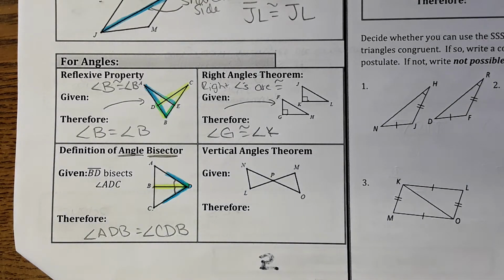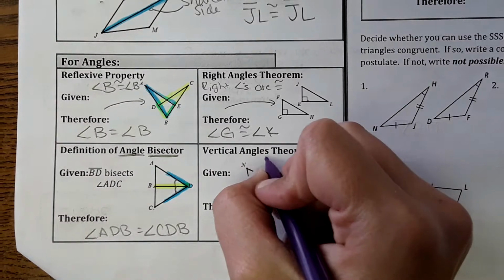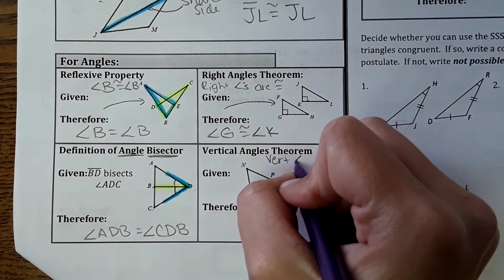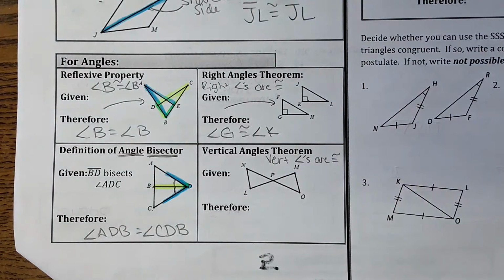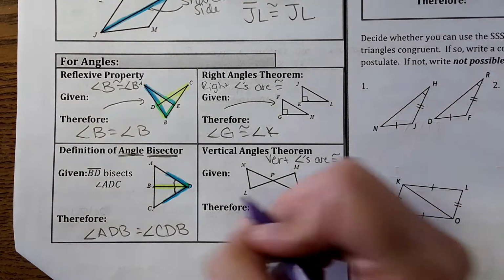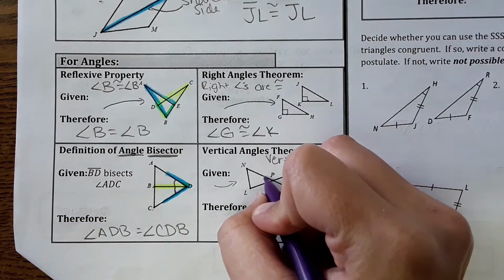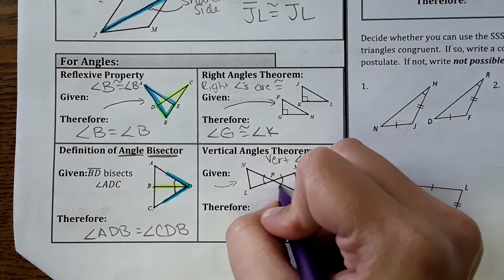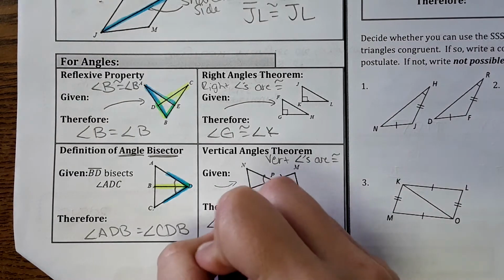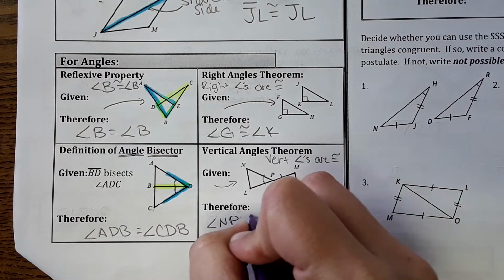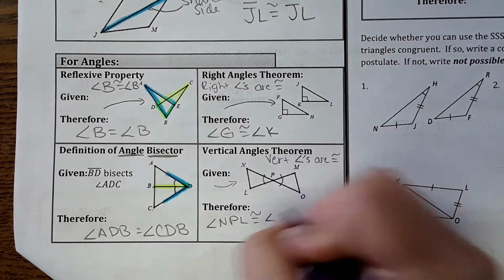And then last but not least, vertical angles theorem. As you should know by now, vertical angles are congruent. So if we have a given that looks like this, these would be vertical angles and they're equal in measure. So we can say the angle NPL equals or is congruent to angle MPO.